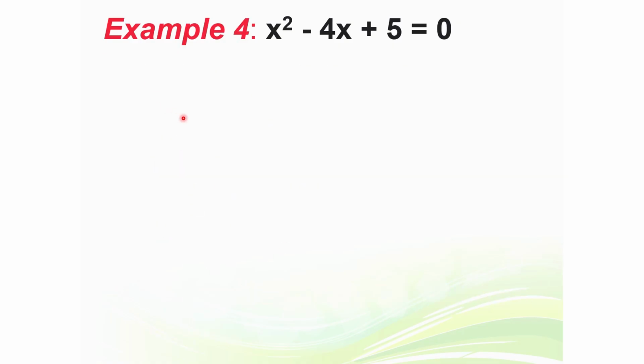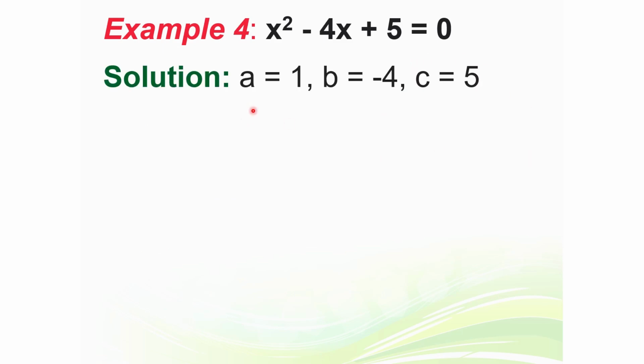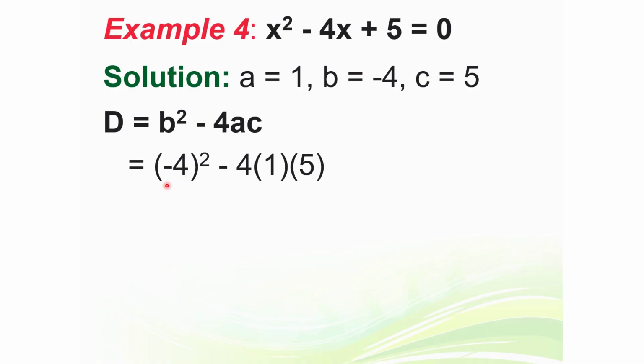Example 4, x squared minus 4x plus 5 equals 0. It is already in standard form, so a is 1, b is negative 4, and c is positive 5. Computing the discriminant b squared minus 4ac, substitute the values. The b is negative 4 and then squared, minus, bring down the 4, times a which is 1, times c which is 5. And then, negative 4 squared is 16.